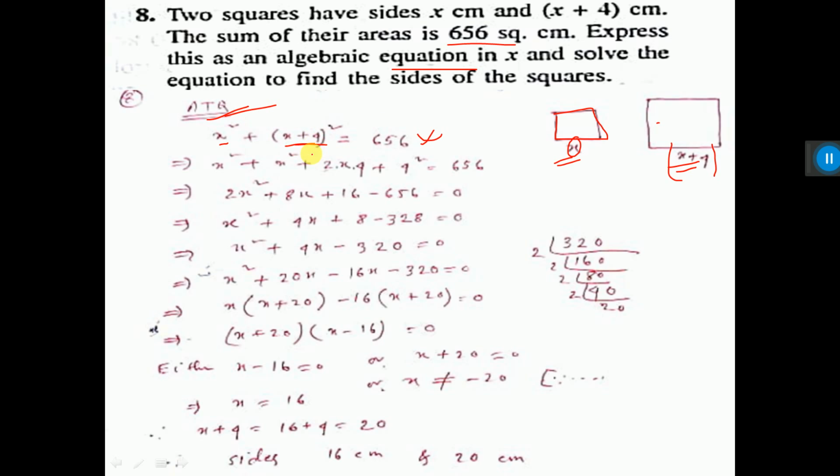Now a plus b whole square formula you break down. Bring this one to the left side, divide the whole equation by 2. Then do middle term factorization. Now either x minus 16 equals 0 or x plus 20 equals 0. But x cannot be negative because x is the length of the side of a square. So you have to take the positive value only. So x is 16 and x plus 4 is 16 plus 4, that is 20. So the sides you have got are 20 and 16.